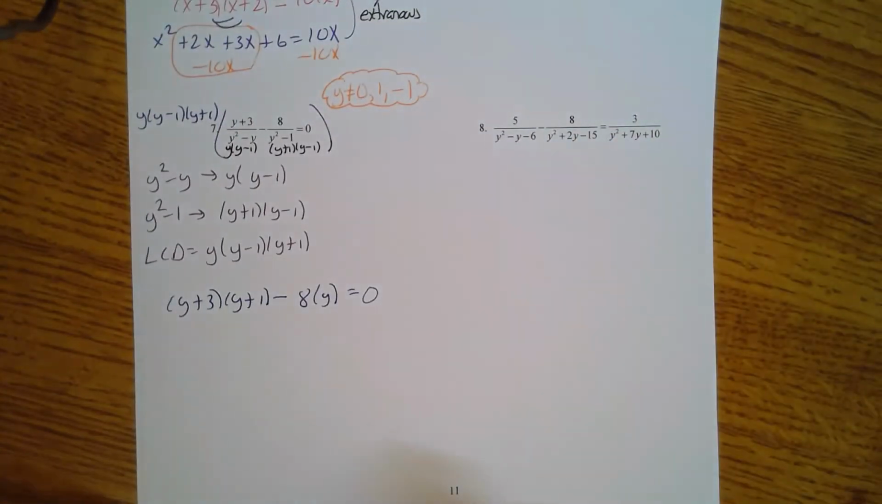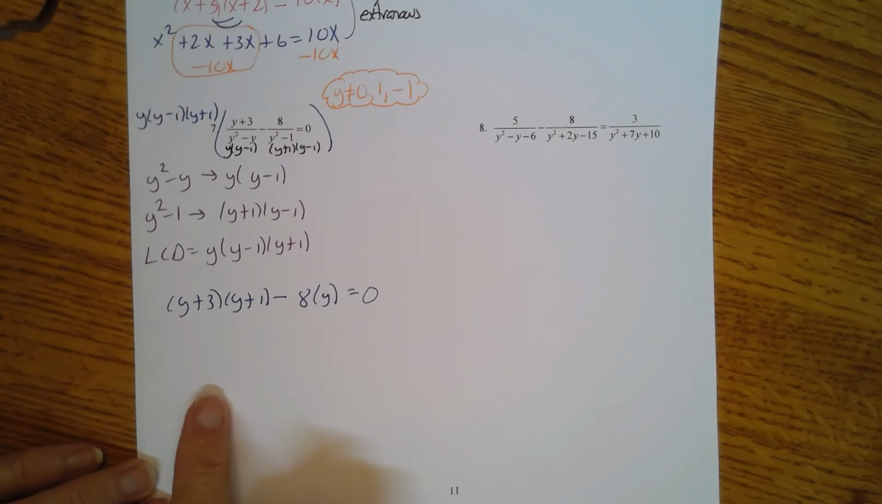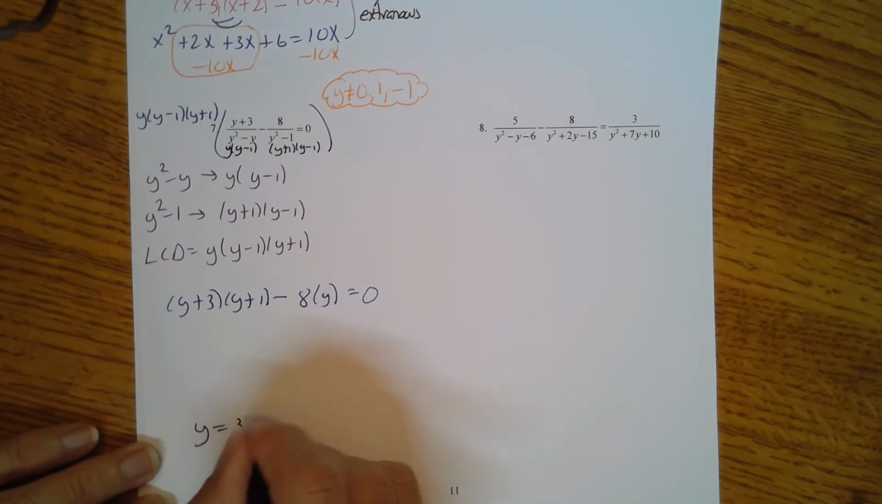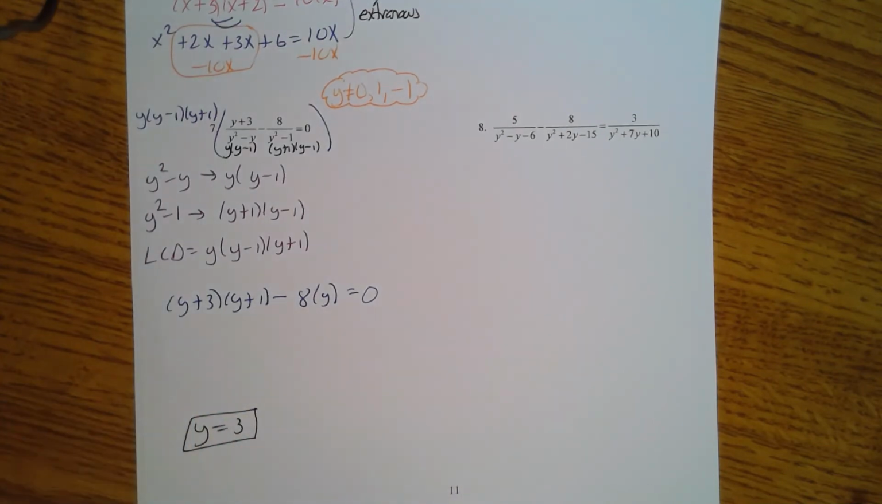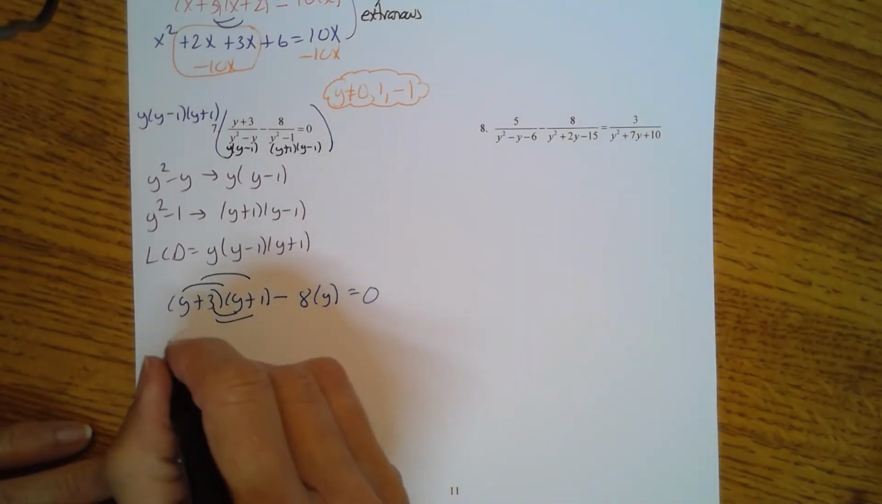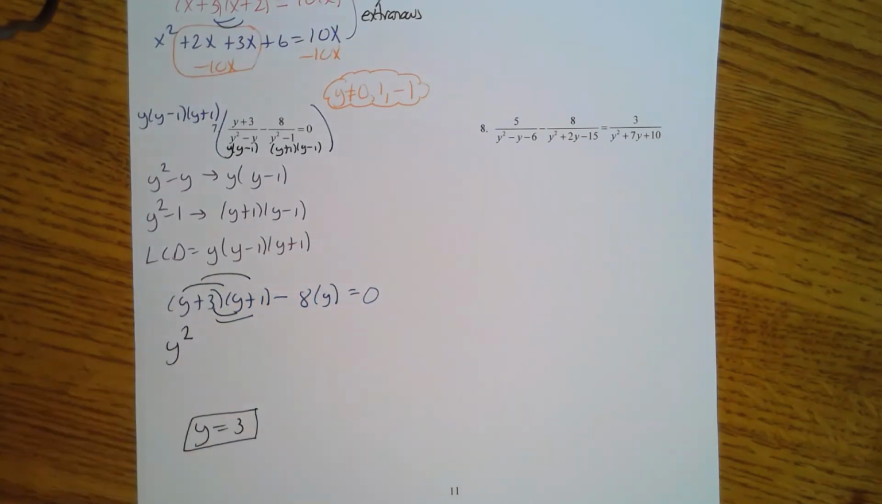So then you're going to start folding that out. I'm going to let you finish this one and make sure you get an answer of y equaling 3. So see if you get the answer of y equaling 3. What would be the next step? Go ahead and distribute. When you do so, you get a y squared, and that means you're going to have quadratic. So you're going to need to make it equal to 0, factor, and solve. So it looks like you might have an extraneous solution on this one as well.